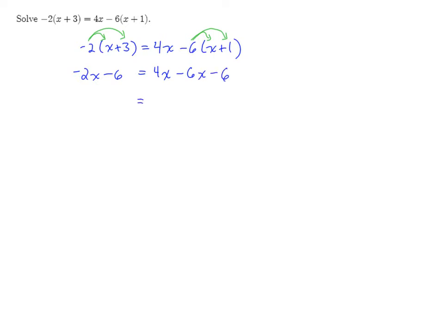We want to combine like terms and continue simplifying each side. The left side will just stay negative 2x minus 6, and on the right side we can simplify 4x minus 6x into negative 2x. So we have negative 2x minus 6 on the right side as well. At this point, we can see that this equation is an identity. The left side and the right side are identical. If we want, we can continue.